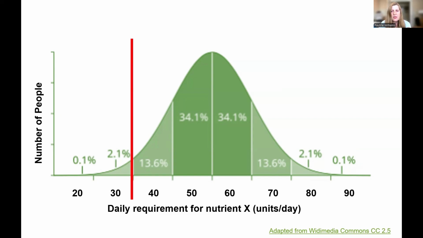So for example, if we look at the number 35, only about 2% of the population can meet their needs by consuming 35 units of this nutrient. That means that like 98% of the population would need more. This wouldn't be enough. If we look at the number 55, that's right in the middle. That means that about half the population can meet their needs by consuming 55 units of this nutrient, but the other half need more. This number right here in the middle is actually called the EAR, or the Estimated Average Requirement. And it just means half need more, half need less. It's right in the middle.